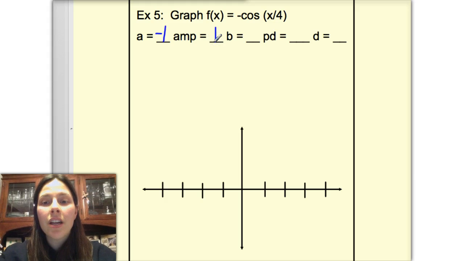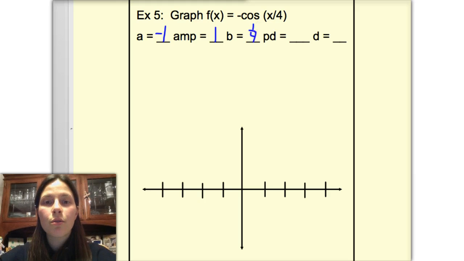This time, our b value is 1/4. So notice we are dividing the cosine function by 4 or multiplying by 1/4. So when we find our period on this one, we take 2 pi and divide it by 1/4. So again, you have to remember how to work with fractions. When you divide fractions, you multiply by the reciprocal. So we really have 2 pi times 4, or 8 pi for the period of this function.